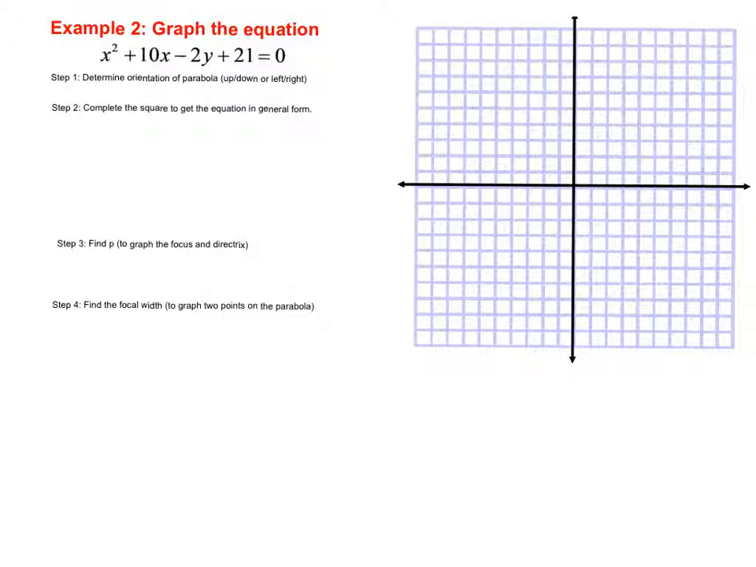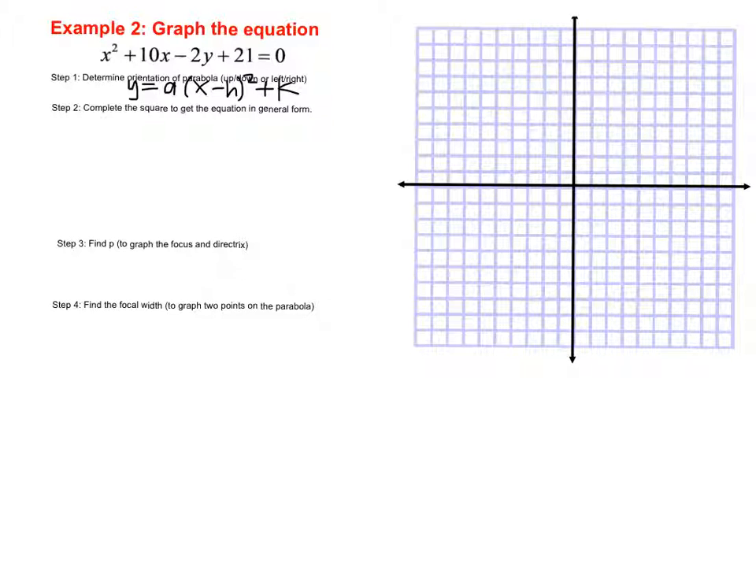Okay, so let's do another. The first thing we want to do is decide which way this parabola is facing. That helps us get a picture of what's going on. In this case, the x is the term that's being squared. So right away, I know this is in the form y equals a(x minus h) squared plus k. So it's going to be an up-down facing graph.